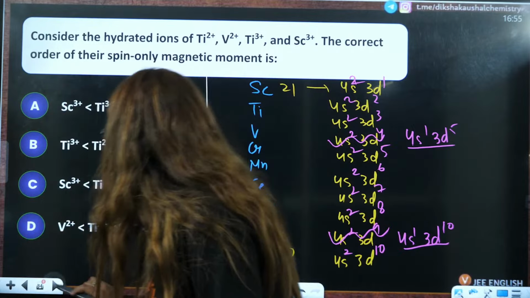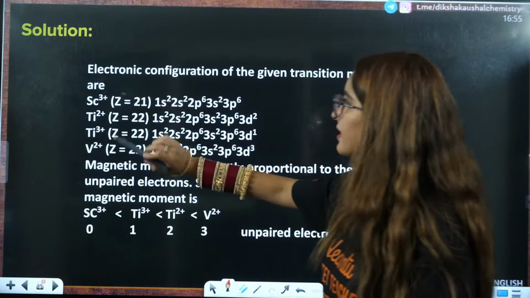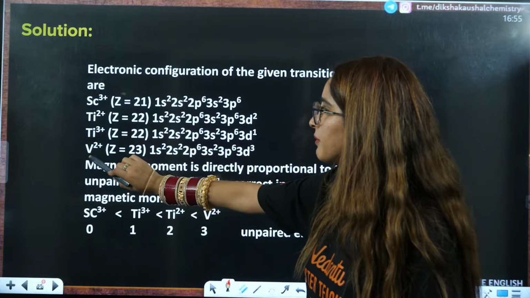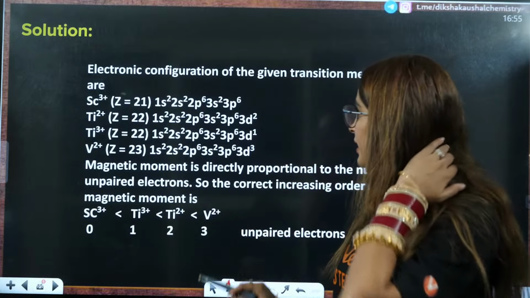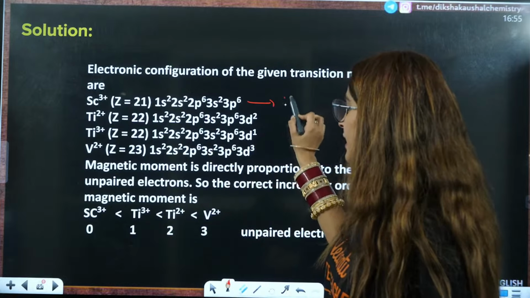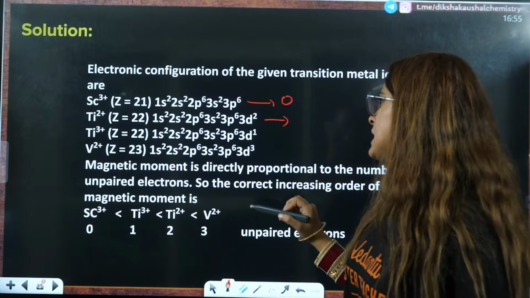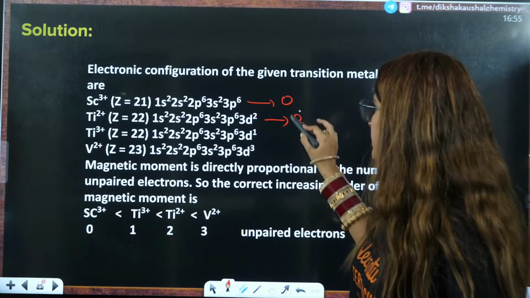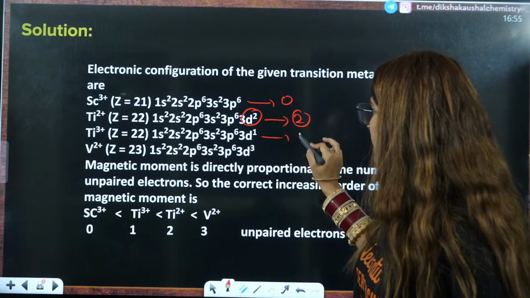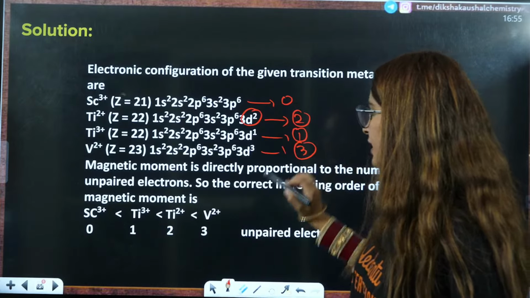Got it? So here it is going to be scandium, titanium 3 positive, vanadium. What they are asking you is the magnetic moment here. So it has 0 unpaired electrons. This has 1. If you see this, titanium 2 positive has 2 unpaired electrons. It has 1 unpaired electron. It has 3 unpaired electrons.